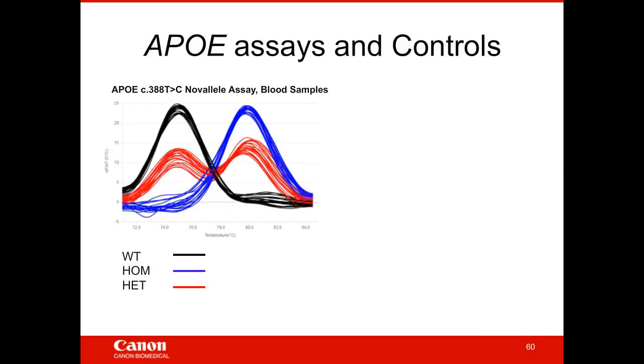On this slide, you can see data derived from blood samples that were tested with one of our APOE assays. You can see that all three genotypes, wild type, homozygous mutant, and heterozygous, are easily distinguishable based on their melt curves. We understand that it's not always easy to obtain positive controls for unique mutations, and because of this, Canon BioMedical has developed characterized genotyping controls for genotyping assays, including this APOE assay.